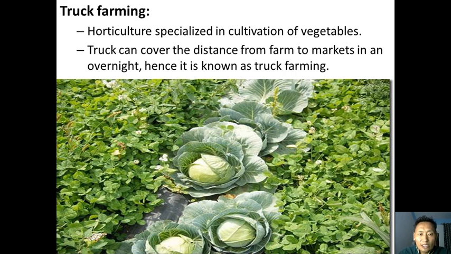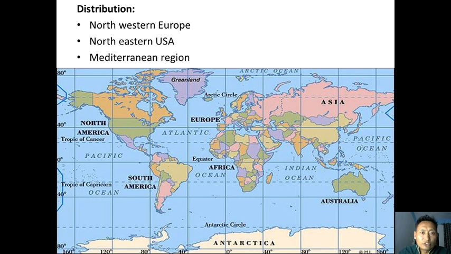For example, if a farming land is located at Dharamshala and the city is Delhi, and a truck moves from Dharamshala at 5 p.m. in the evening, it will reach Delhi at 5 or 6 a.m. in the morning. That means a truck can cover an overnight distance. So the distance between farming land and the urban area is an overnight distance, and the vegetables are mostly transported with the help of trucks. Because of that, it is called truck farming. Distribution: Western European countries, Northeastern America, and the Mediterranean region.